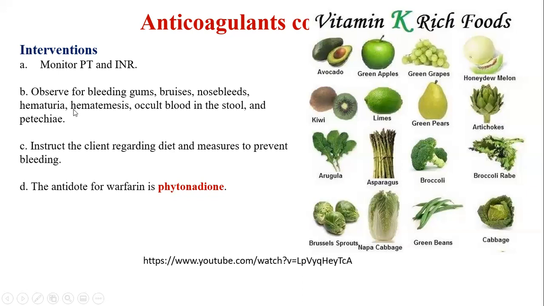Hematuria, hematemesis, occult blood in the stool, and also PTT. Instruct the client regarding the diet and measures to prevent bleeding. The antidote is vitamin K, or another name is phytomenadione. Phytomenadione is actually the source of vitamin K from plant origin.